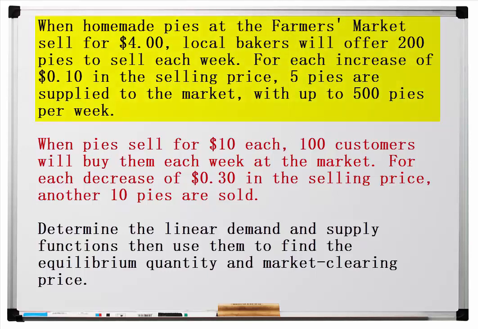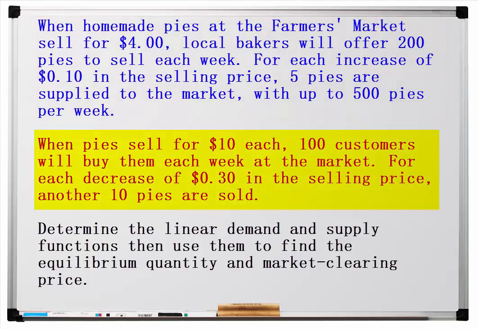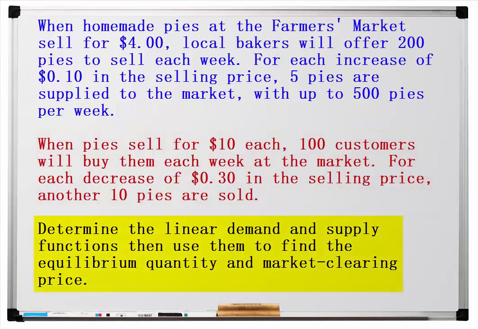When homemade pies at the farmer's market sell for $4, local bakers offer 200 pies for sale each week. For each increase of 10 cents in the selling price, 5 pies are supplied to the farmer's market, up to 500 pies per week. When pies sell for $10 each, 100 people will buy them each week at the market. For each decrease of 30 cents in the selling price, another 10 pies are sold. We want to determine the supply and demand functions based on this information and then use them to find the equilibrium quantity and market clearing price.